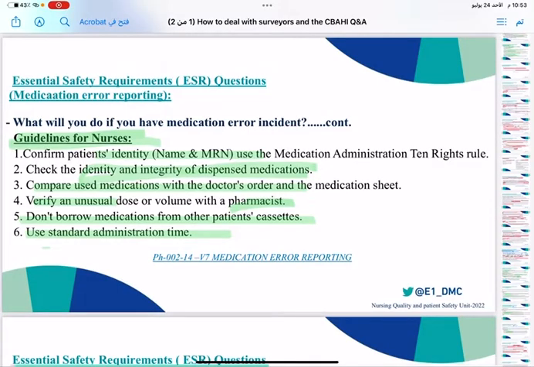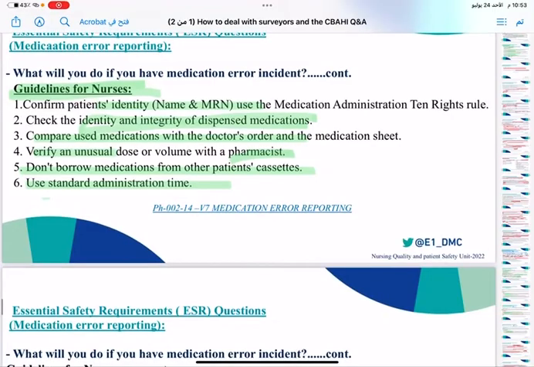What do I mean? The ID: for a Saudi, it will be four names, or for a non-Saudi, it will be according to what is written in the file, the medical record, and what is written in the label for the medication, for example. Yes, medication now. And the medical record number. Identify the integrity of the dispensed medication. If it is okay, the content is okay, the container is okay.